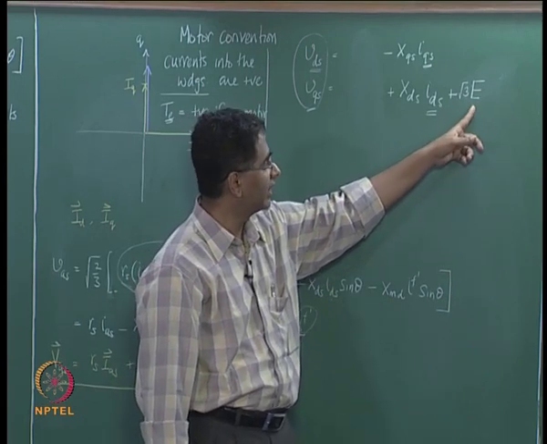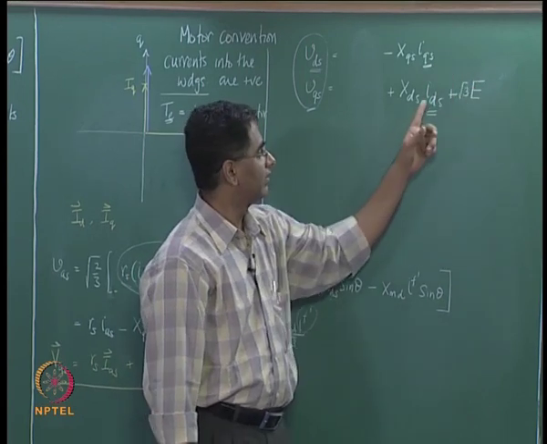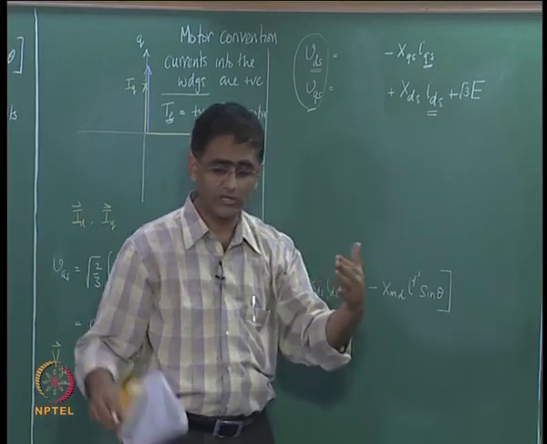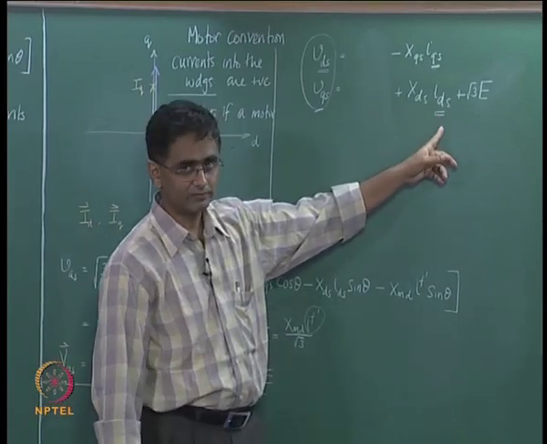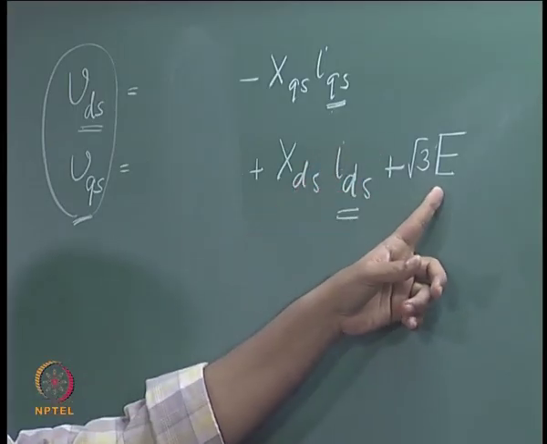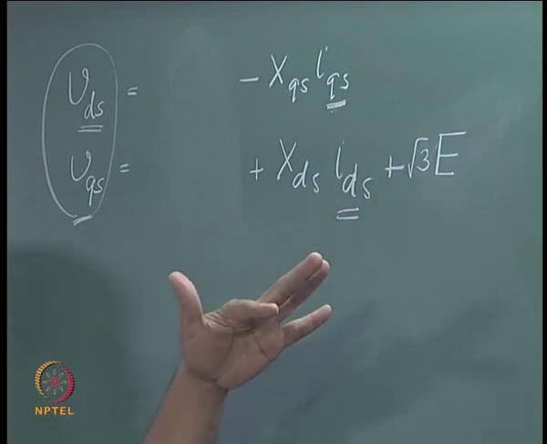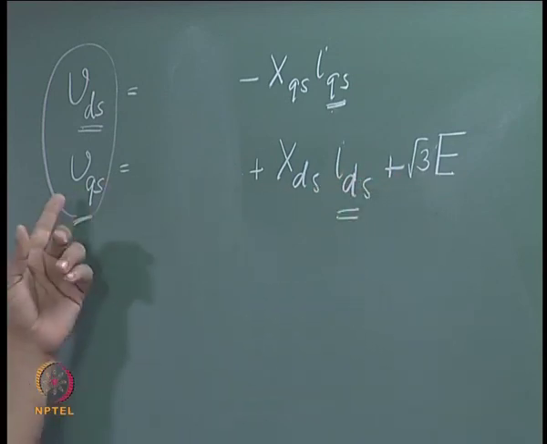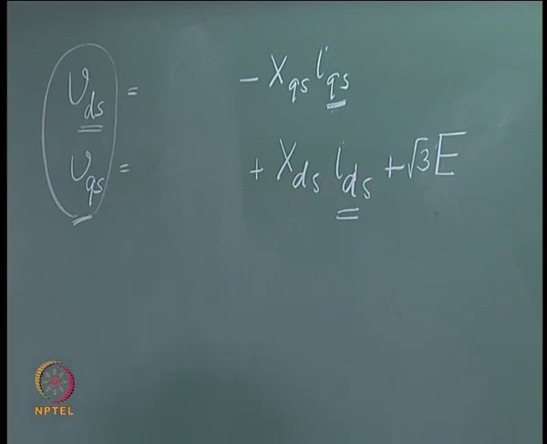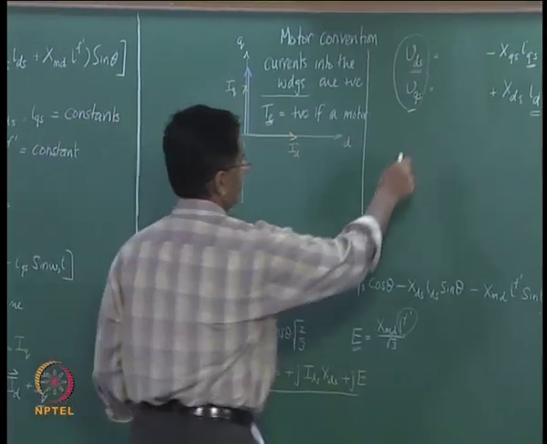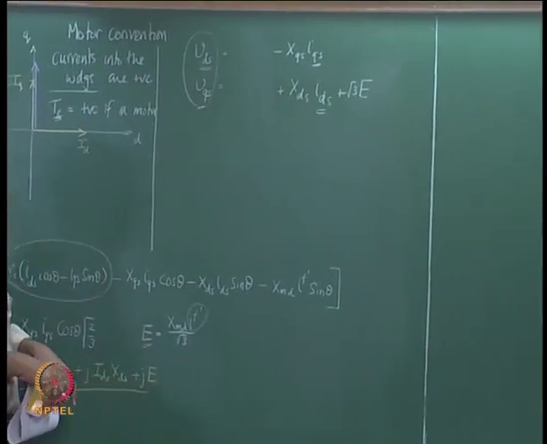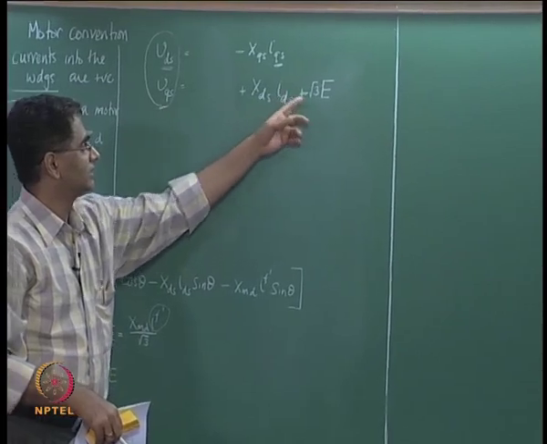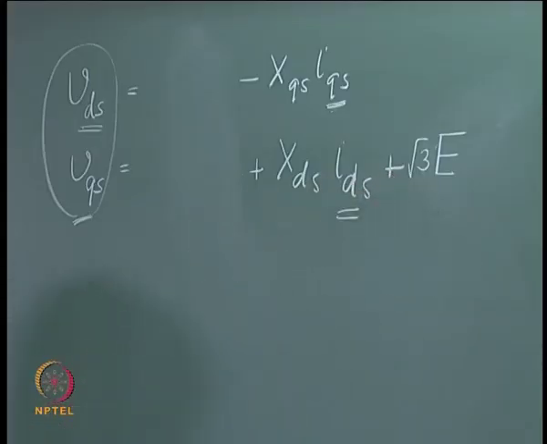So if you try to increase E, then IDS, which was 0 at the time of synchronization, must now start becoming negative. If you try to decrease E, IDS must become greater than 0, so that the sum is always equal to VQS. In normal operation you then have the resistive term as well, but if the resistive term is going to be small, then this behavior will still hold good.